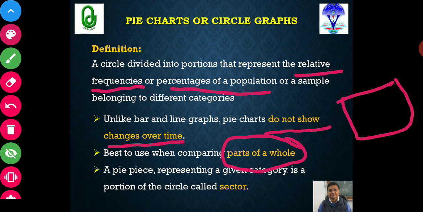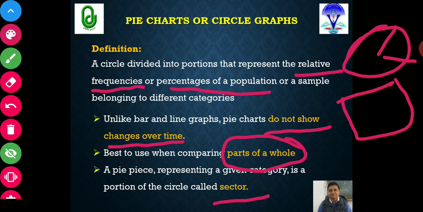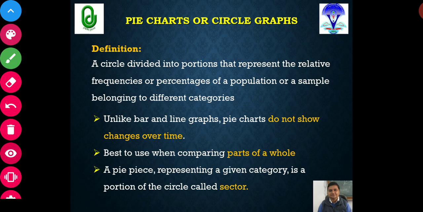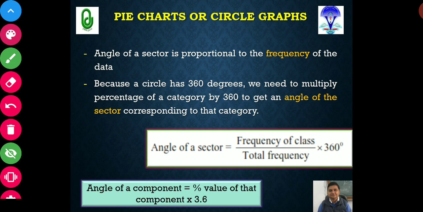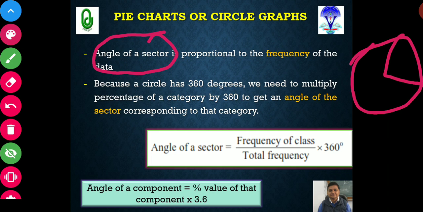A pie piece representing a given category, that portion of the circle, is called a sector. Suppose this is the pie diagram. This particular portion is representing a category, and this is called a sector. The angle of a sector is proportional to the frequency of the data. This is also very important. This is the pie and this is the sector. So the angle of this sector is proportional to the frequency of data. The angle of that particular sector represents the frequency of data.